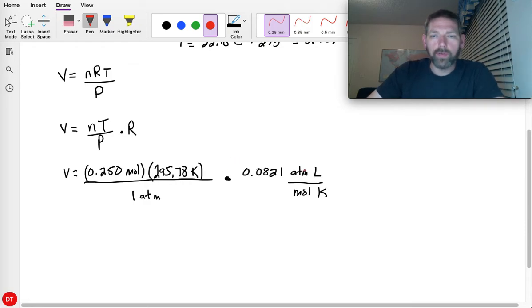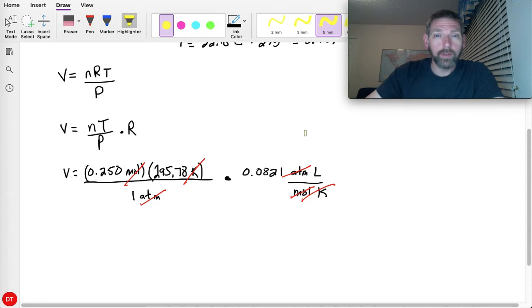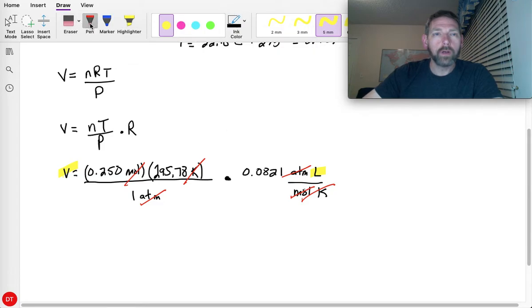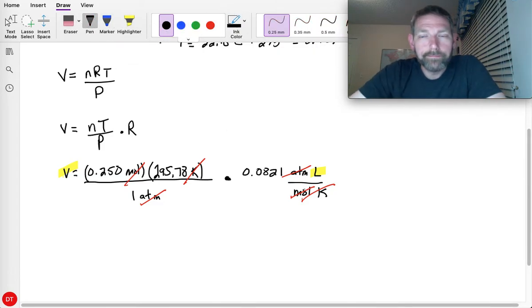So now let's think about it. We've got atmosphere on top, atmosphere on bottom. That unit's gone. Moles on top, moles on bottom. That unit's gone. Kelvin on top, Kelvin on bottom. It's gone. The only thing left is the unit for volume, and that's what we want. So looking at this, we now realize that this is going to work because the only unit we have left is the unit for volume.